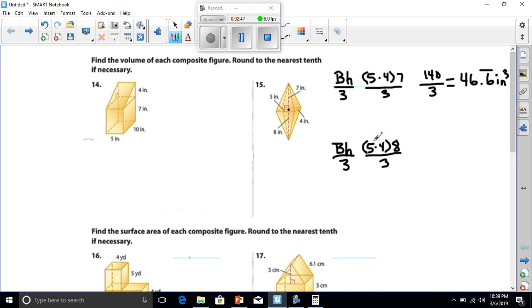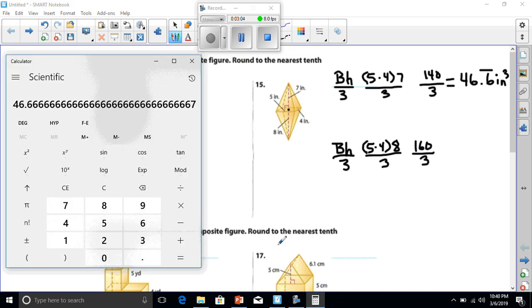Over here, I got 5 times 4, which is 20. 20 times 8, well, 2 times 8 is 16, so 20 times 8 is 160. And we're going to divide that by 3. Well, 160 divided by 3 gives us 53.3 repeating.